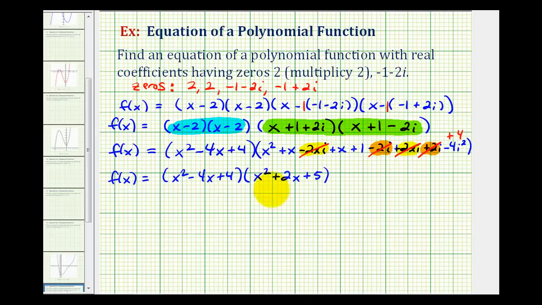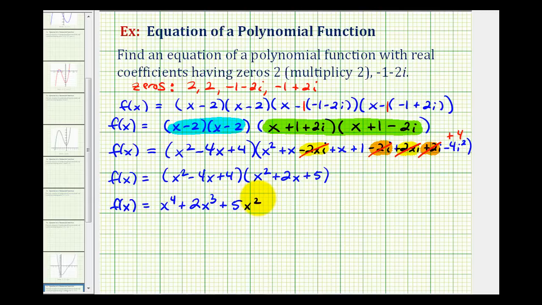Now we're going to multiply these two trinomials together to find our polynomial function. And again, we have 3 terms here, 3 terms here, so we'll have 9 products. So we'll start by distributing the x squared here into the second trinomial. x squared times x squared, x to the 4th. x squared times 2x, plus 2x cubed. And x squared times 5, plus 5x squared.